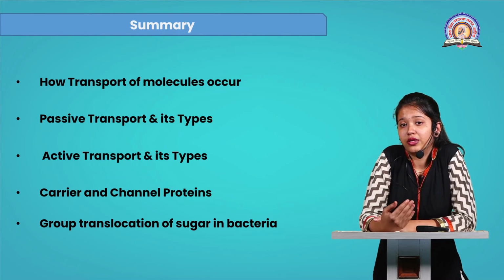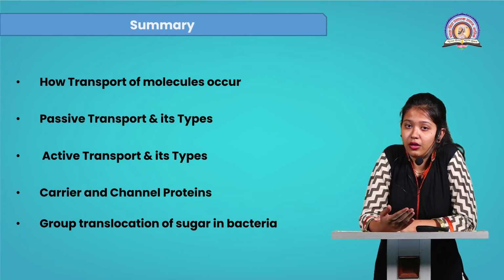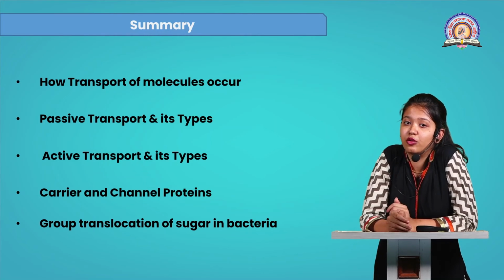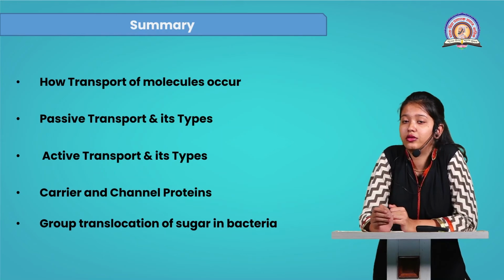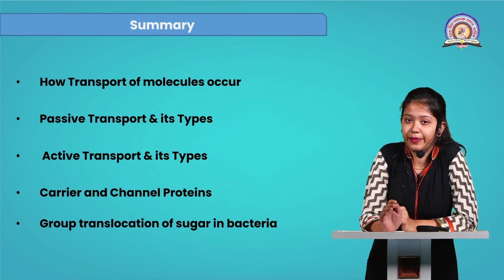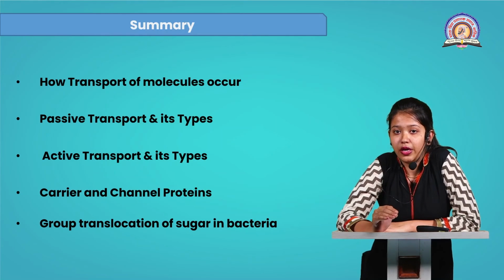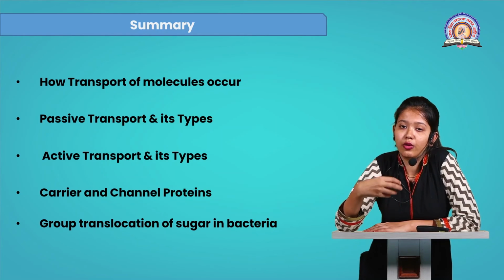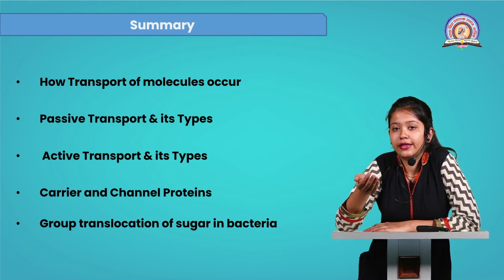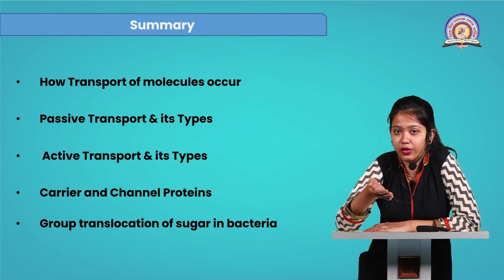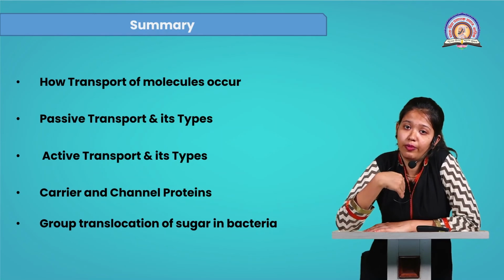Lastly, we saw the third type, another type of active transport which occurs mainly in bacteria. This type of system is called group translocation of sugars, which actually occurs in bacteria. How does it occur? The sugar which is transported from outside into the cell is taken inside with the help of four different proteins, and a phosphate group is attached to that sugar so that it will be used for further processes.